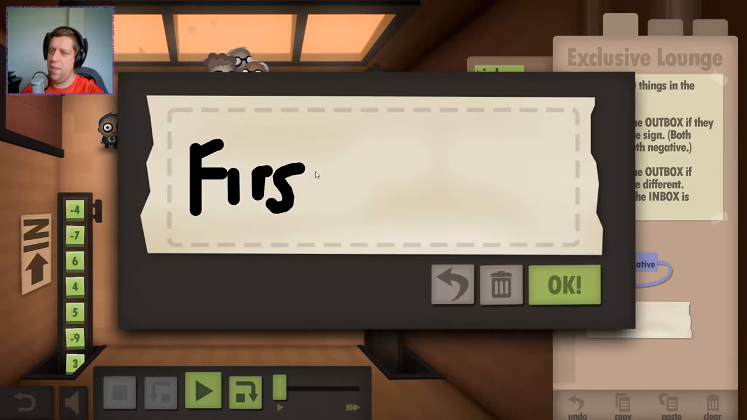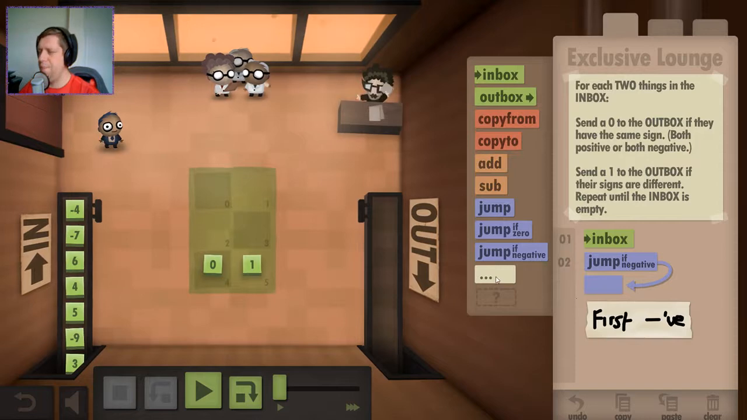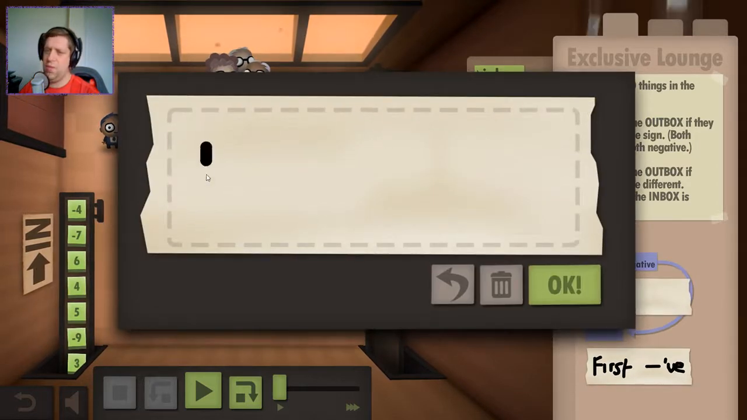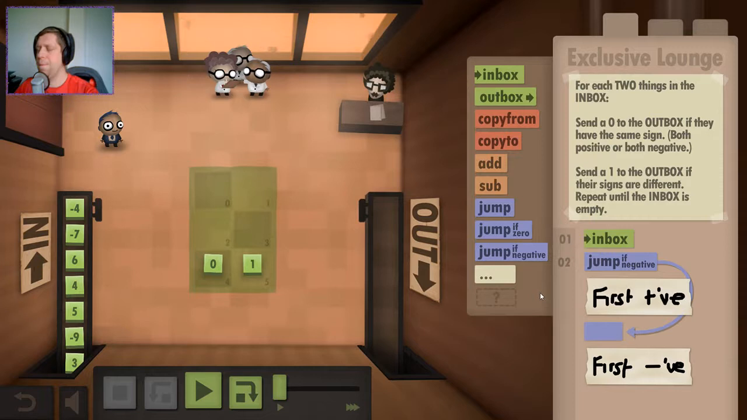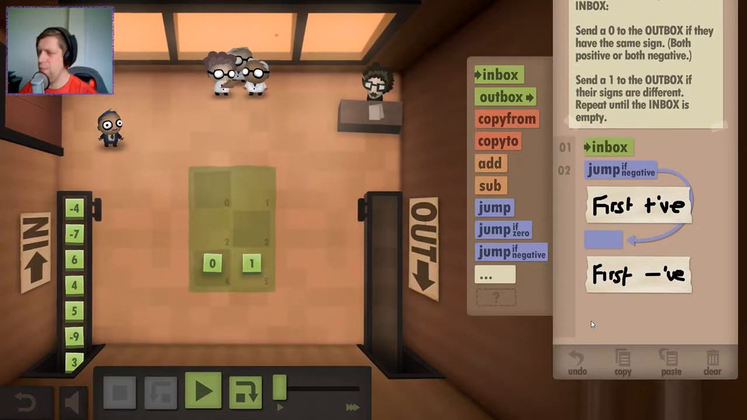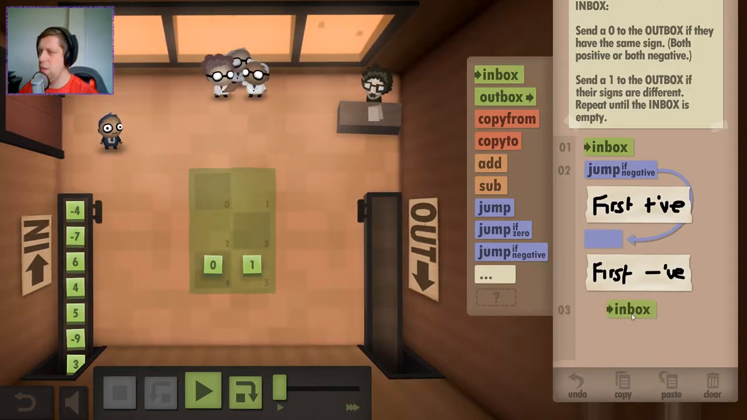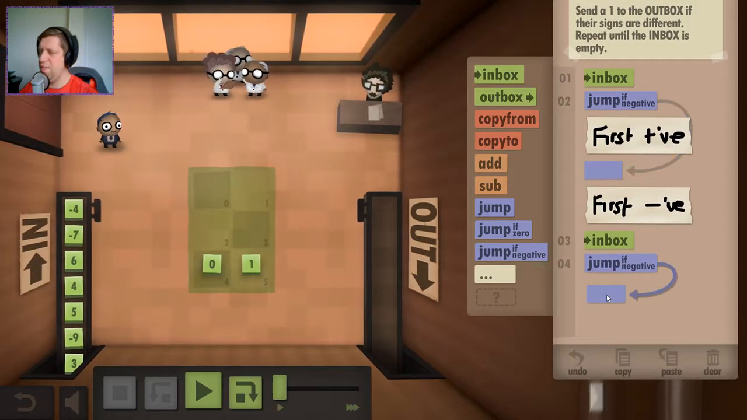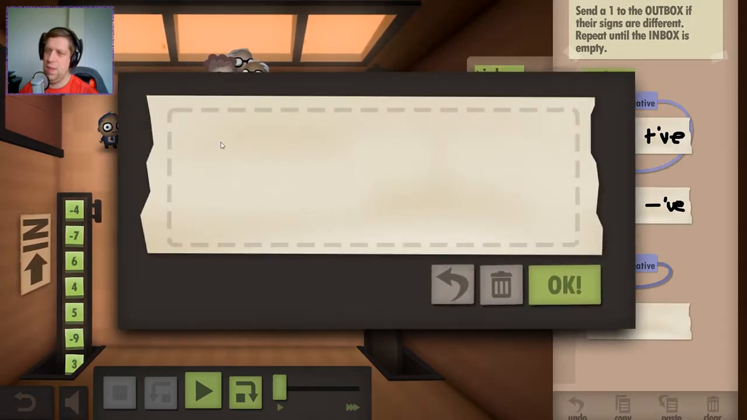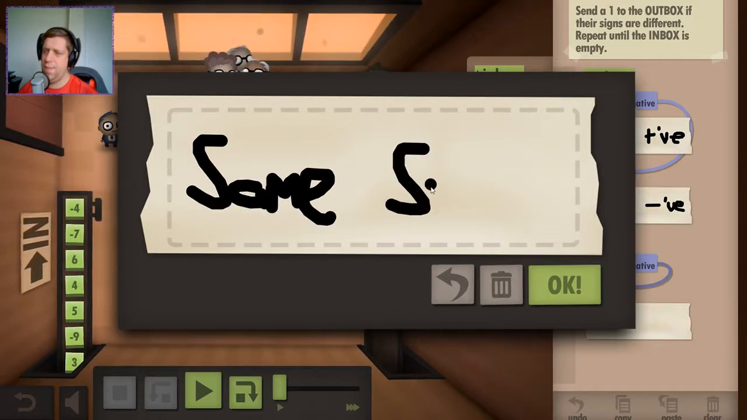First, negative. Okay. Else, first, positive. Okay. So if it's negative, we can then copy another one from the inbox. If that is negative, same sign.